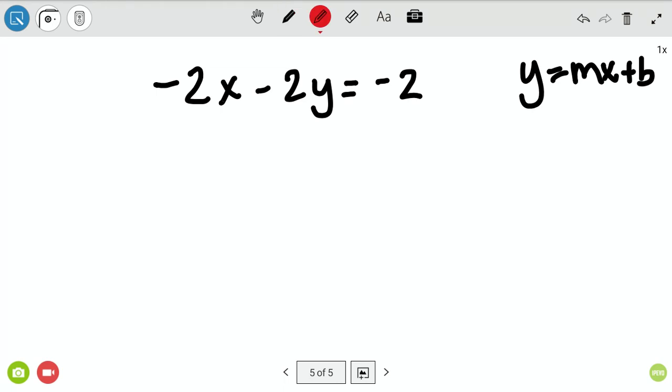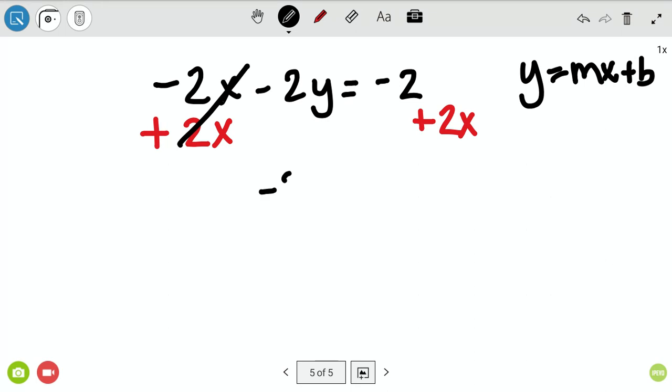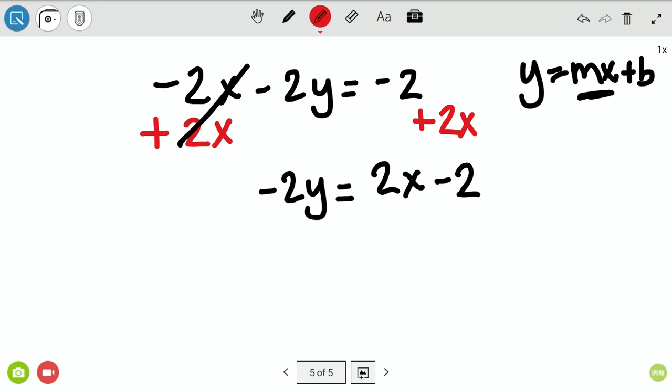Well, the first thing we need to move around is this 2x, because we know it needs to go on this side. And when we do that, we're left with -2y equals, and when you write your right side, it's important to write that positive 2x first to stay in mx plus b form. And then the -2 just drops down. And then we still want to get y by itself, so we're going to divide by -2. And what I do to 1, I do to all 3.